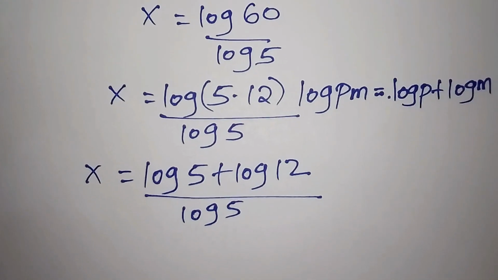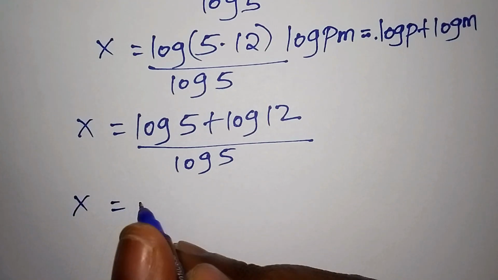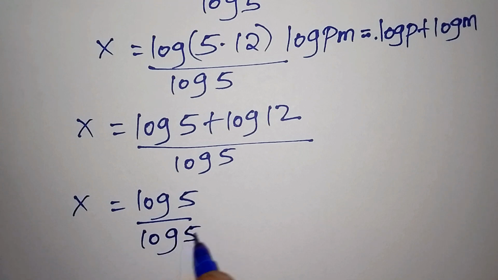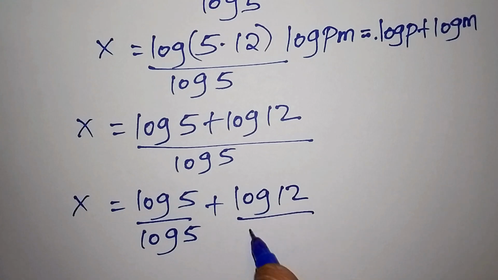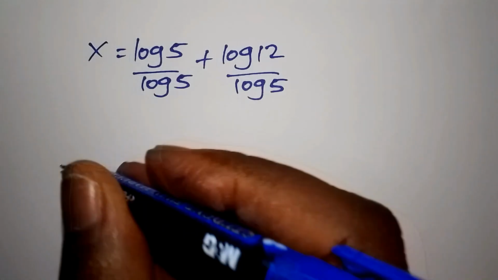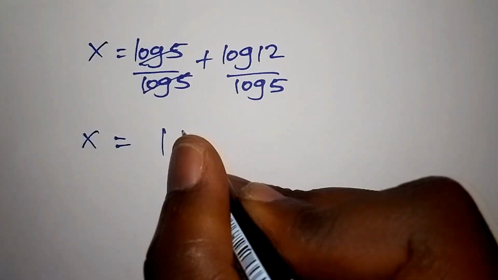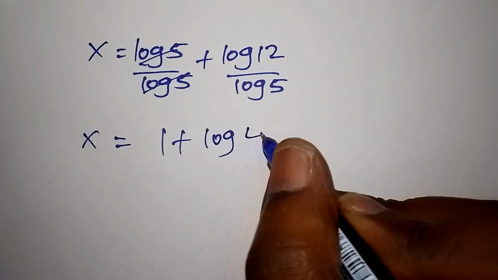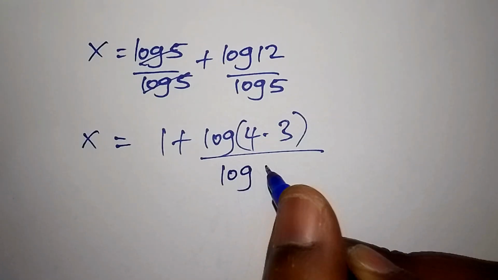The next step is for us to divide both sides by the log of 5. So the value for x is equals to the log of 5 over the log of 5, plus the log of 12 over the log of 5. Next, the value for x is equals to, log 5 and log 5 cancel, so we have 1 plus the log of 12, which can be written as the log of 4 multiplied by 3, all over the log of 5.